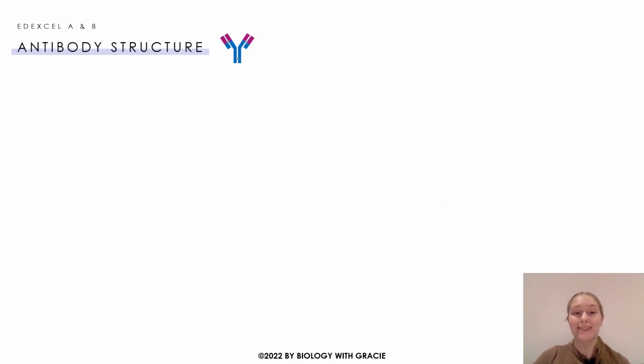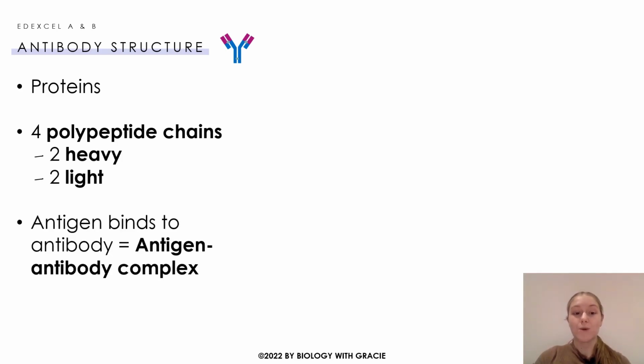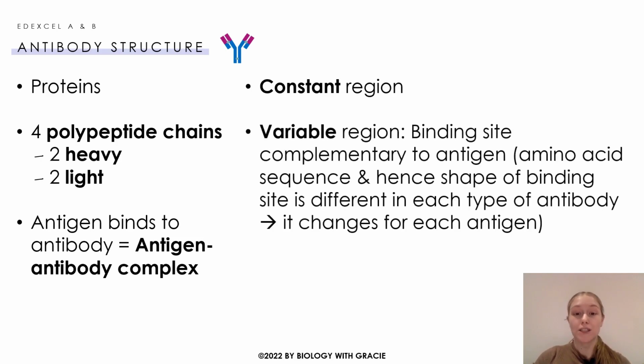Okay, so that was antigens. So now we're going to talk about antibodies, and we're going to talk a little bit about their structure. So antibodies, like antigens, are proteins also, and they're made up of 4 polypeptide chains. So we've got 2 heavy chains and 2 light chains. And when an antigen binds to the antibody, it's known as an antigen-antibody complex. So antibodies also have a constant region. They have a variable region. So the variable region is the binding site, which is complementary to the antigen. So it has a specific amino acid sequence, and hence the shape of the binding site is different in each type of antibody.